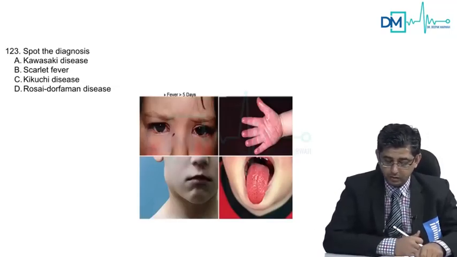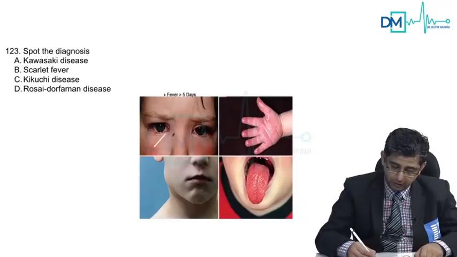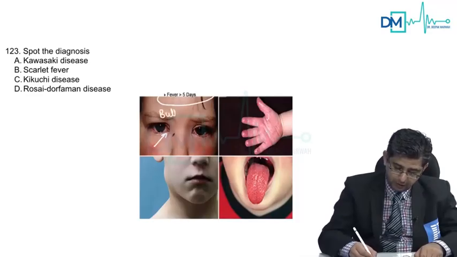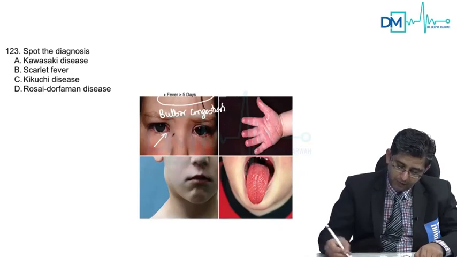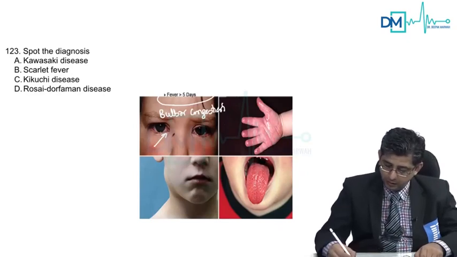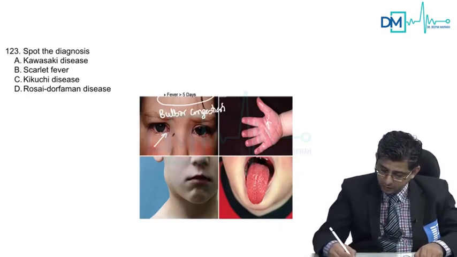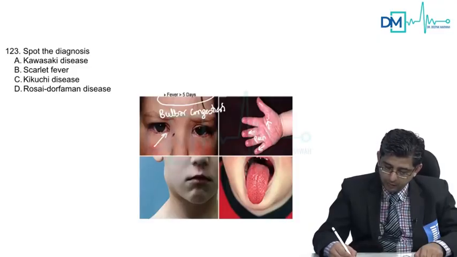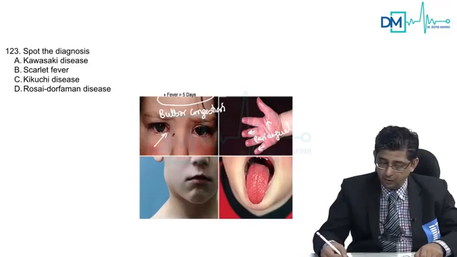For the diagnosis, if you look at the manifestations in the first figure, you can see bulbar congestion, and fever for 5 days. That's again a hint. Then there is bulbar congestion present in the patient. The second feature you can notice here is desquamation. There is periungual desquamation occurring. Periungual peeling of the skin is seen.